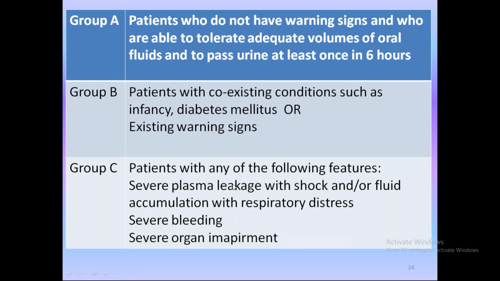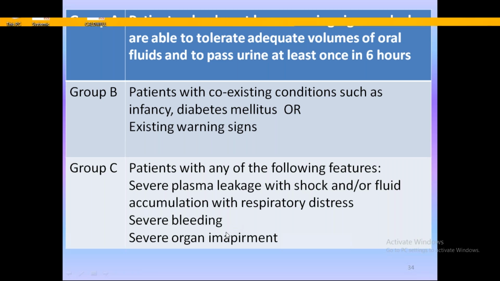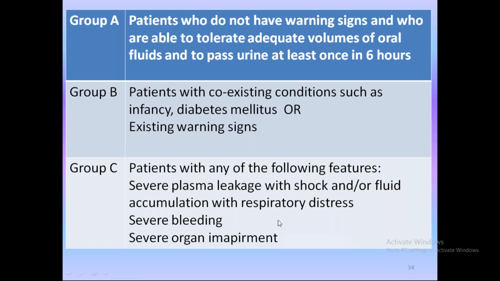Group C means patients with any of the following features: severe plasma leakage with shock, fluid accumulation with respiratory distress, severe bleeding, or severe organ impairment. These children are called dengue shock syndrome or severe dengue. They need emergency treatment.